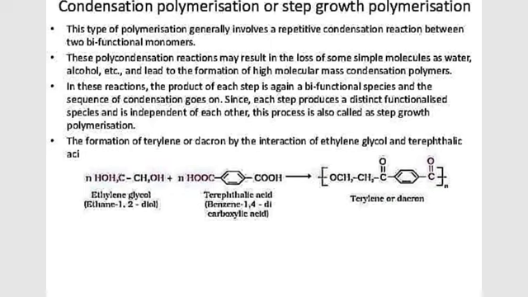In these reactions, the product of each step is again a bifunctional species, and the sequence of condensation goes on. Each step produces a distinct functionalized species and is independent of each other. So it's called step growth polymerization.